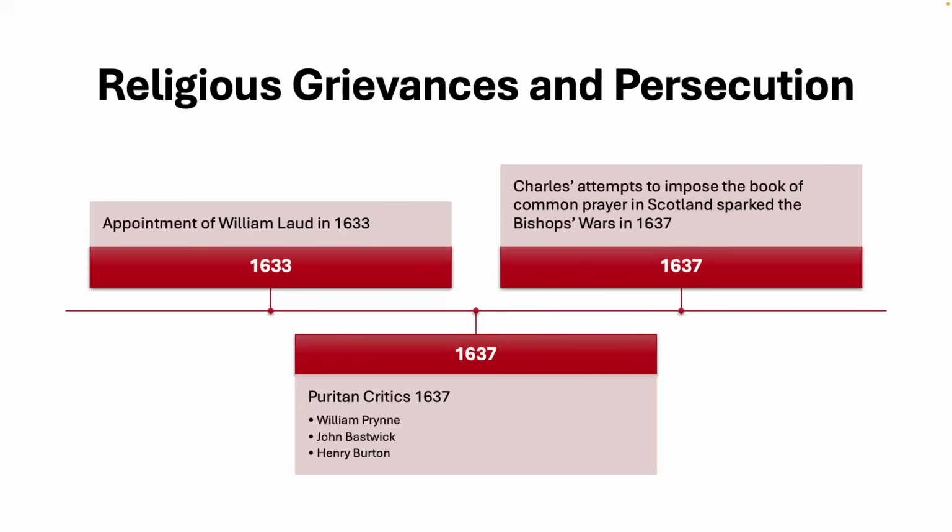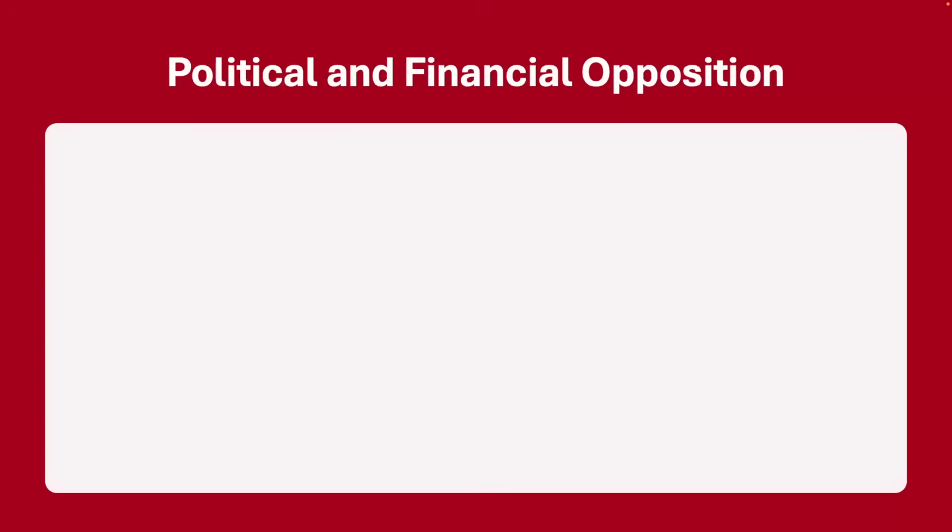Again, in 1637, Charles's attempts to impose the English Book of Common Prayer on Scotland sparked the Bishops' Wars, as the Scots resisted what they viewed to be an attack on the Presbyterian traditions. This conflict again underscores the broader resistance between Charles's religious policies and the Puritans who sought to see them quashed.